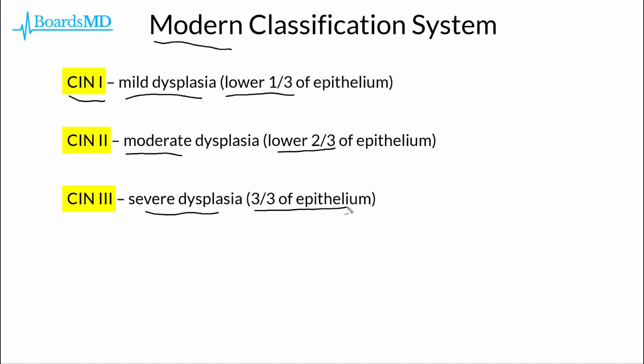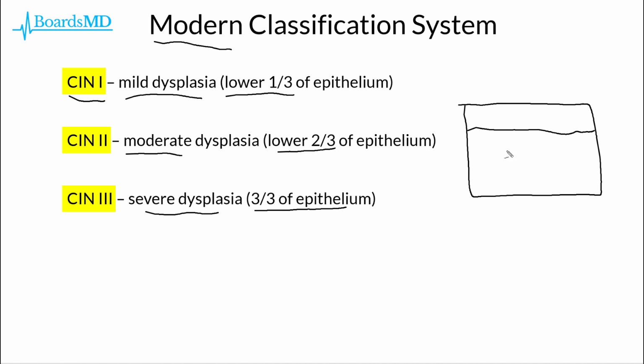So if we were to draw out a schematic on the right-hand side of the presentation and split this epithelium into 3 different layers, if the dysplasia goes up to this layer here, then we can simply call this CIN1. If it goes up to the top of this second layer here, then we can call this CIN2. And if we have full thickness involvement of the epithelium up to this layer here, then we can call this CIN3, also known as severe dysplasia.